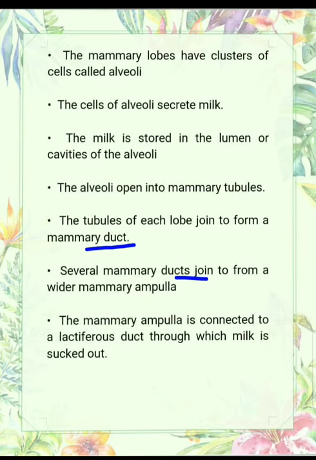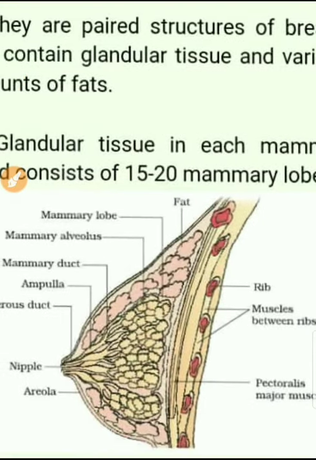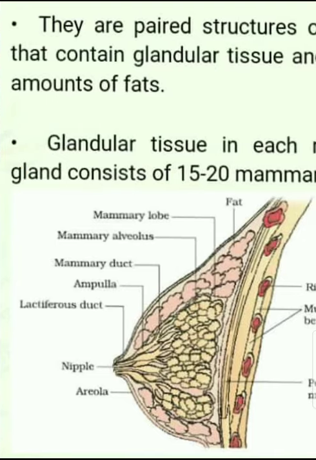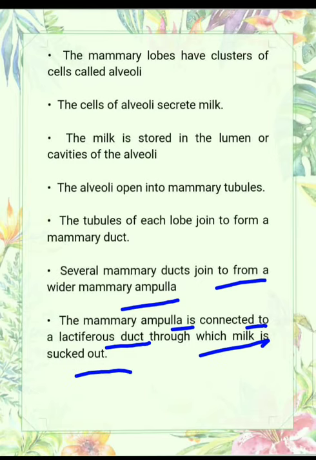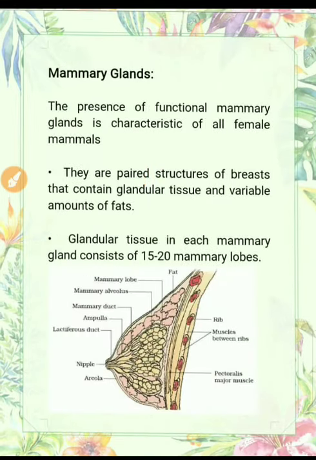Several mammary ducts join to form a wider mammary ampulla. When these mammary ducts join, they form a wider ampulla, and finally the ampulla opens into the nipple, from where the milk is sucked out. The mammary ampulla is connected to a lactiferous duct through which milk is sucked out. Let us see again.